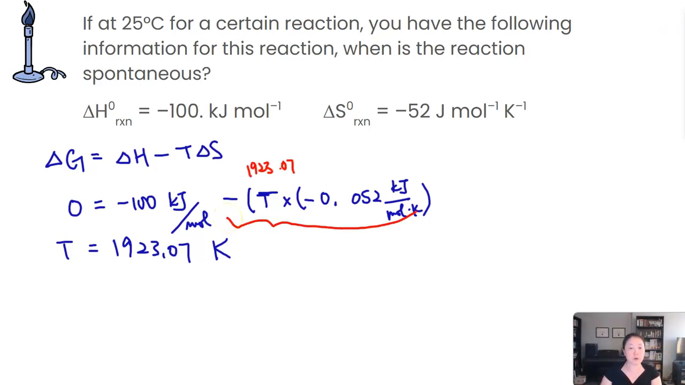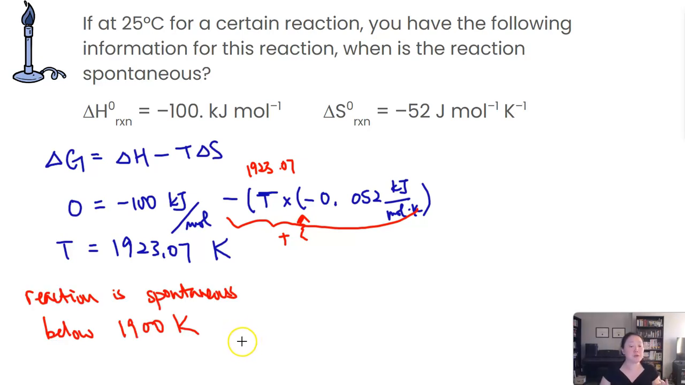Now, if you know that this component of this equation is going to be positive, and you know this is the temperature at which this whole thing ends up being 0, well, if you go any higher than this particular temperature, then this positive value is going to grow, which means that your Gibbs energy will end up being above 0. So if you go higher than this temperature, you are going to get a positive delta G value, and therefore it is going to be non-spontaneous. So to answer the question, the reaction is going to be spontaneous below 1900 Kelvin.